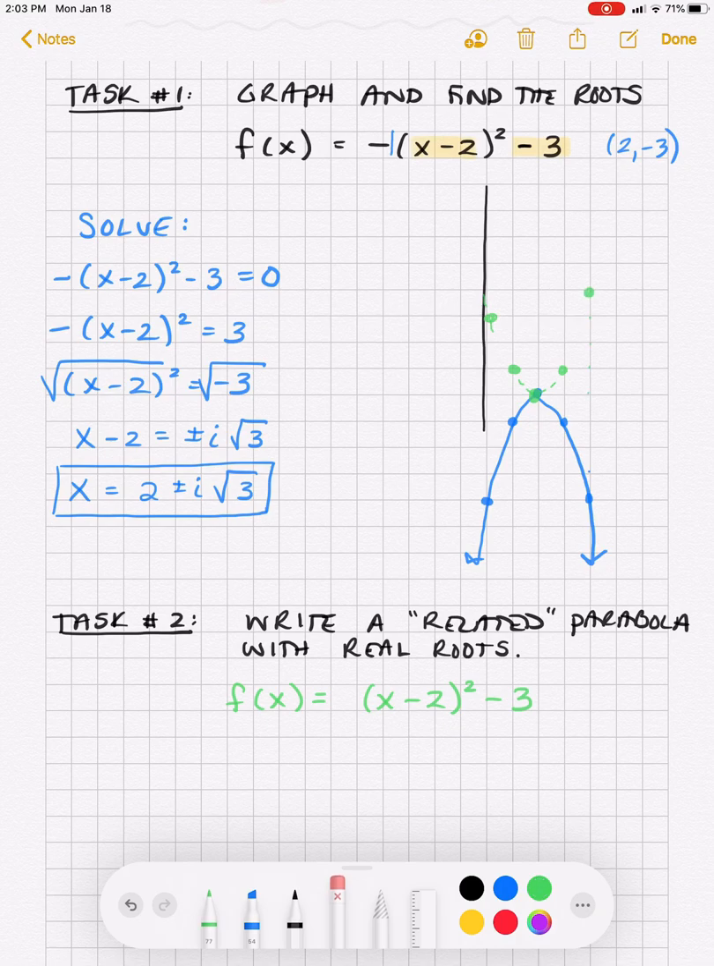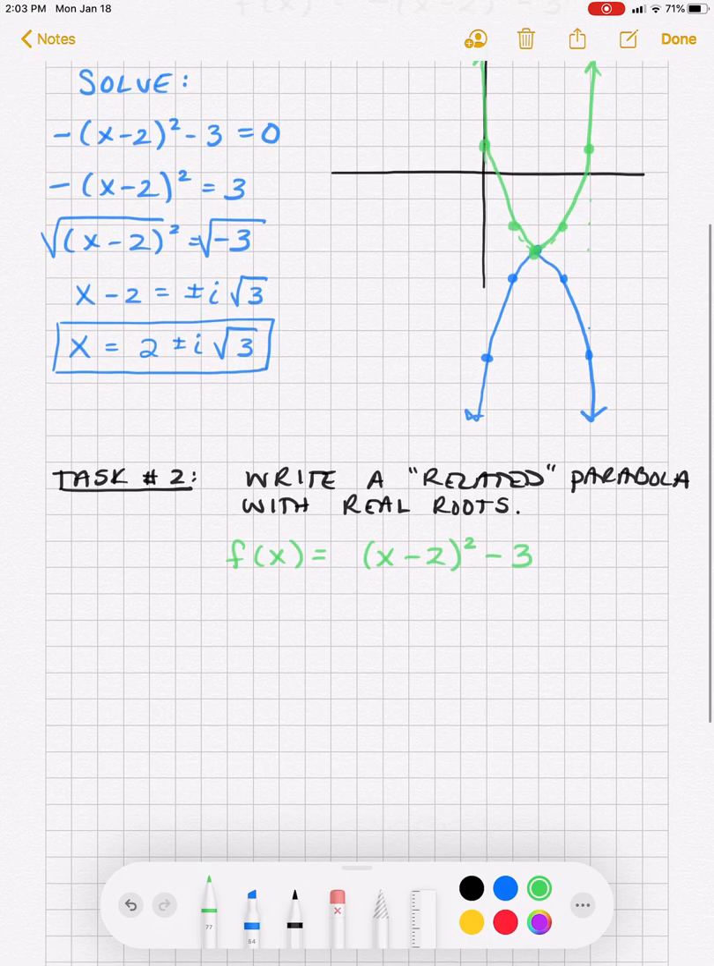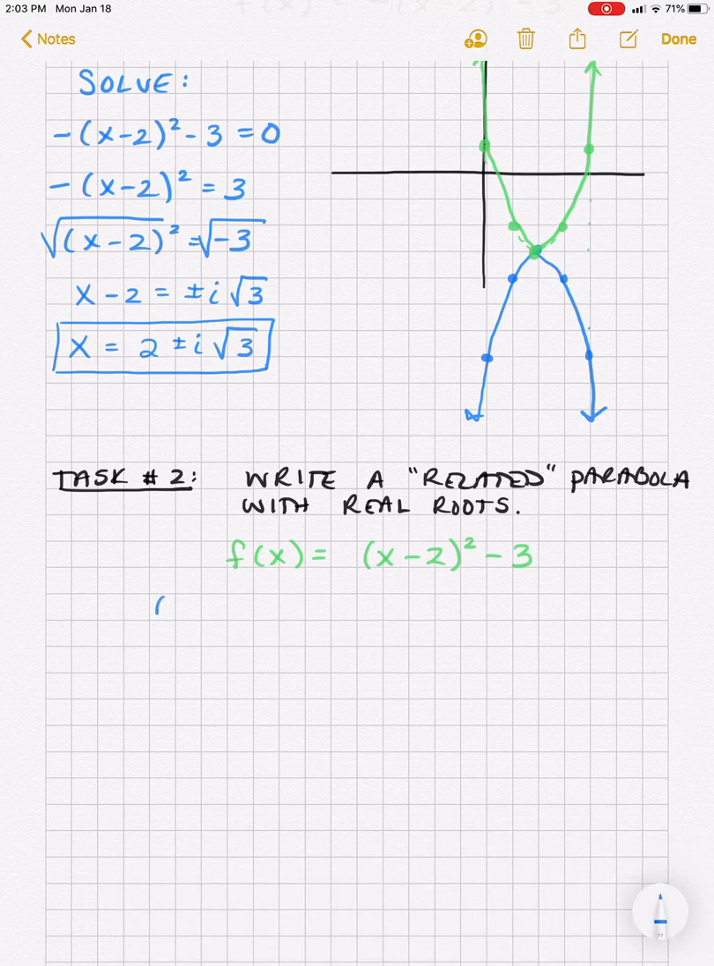I was just a little bit off with this point right here, so I'm going to delete those out. Okay, and then reflect this over. And so this green parabola, like I said, is almost exactly the same as the blue one, but it has real roots. So what I want you to do now is solve this related parabola.